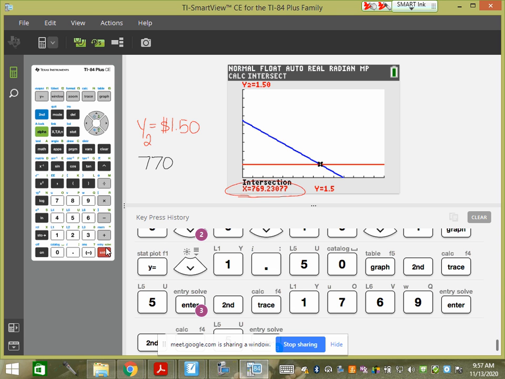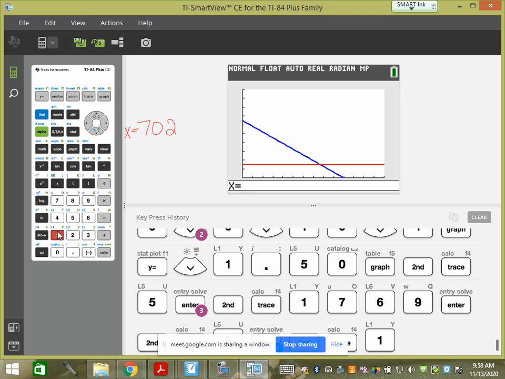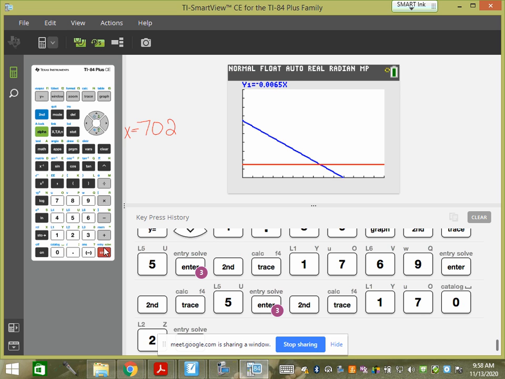So what if I actually give you the number of shirts and I ask how much it would cost per shirt? How much would it cost if I had to buy 702 shirts? Did I give you X or did I give you Y? X, because on the table, number of shirts is in the first column, and was in my list 1. So I gave you X. So I can go second trace, value, 702, and it would cost me $1.94 per shirt.